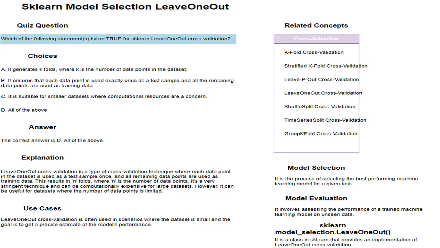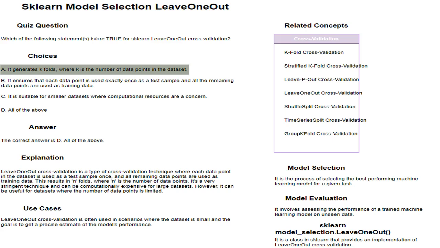Which of the following statements are true for sklearn leave one out cross-validation? A. It generates k folds, where k is the number of data points in the dataset. B. It ensures that each data point is used exactly once as a test sample and all the remaining data points are used as training data. C. It is suitable for smaller datasets where computational resources are a concern. D. All of the above.